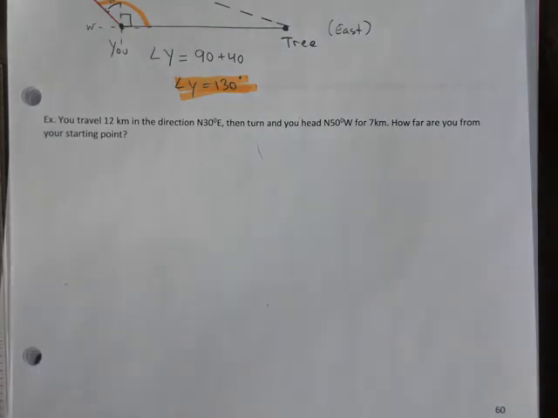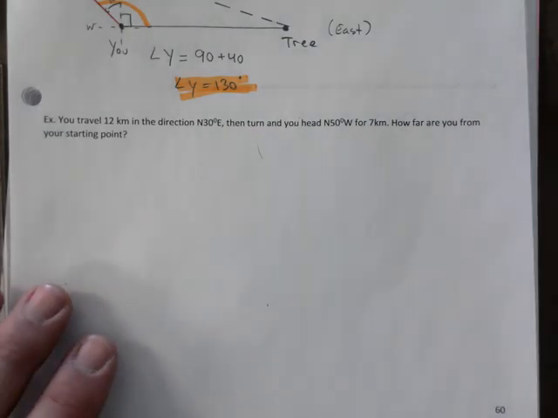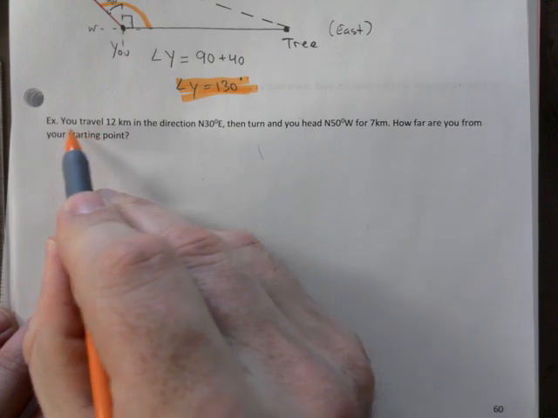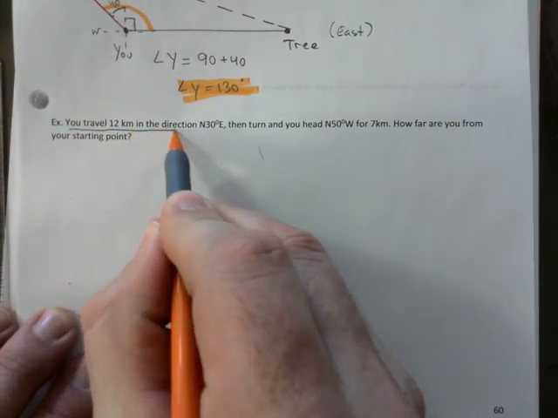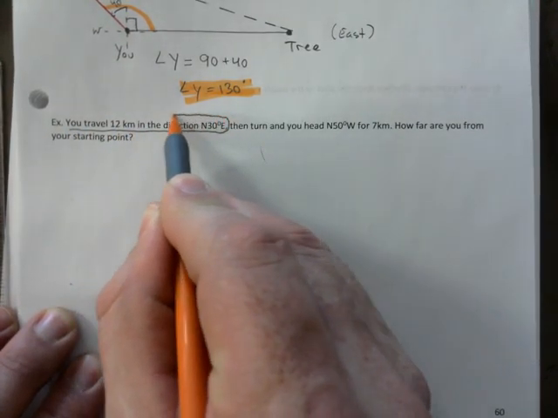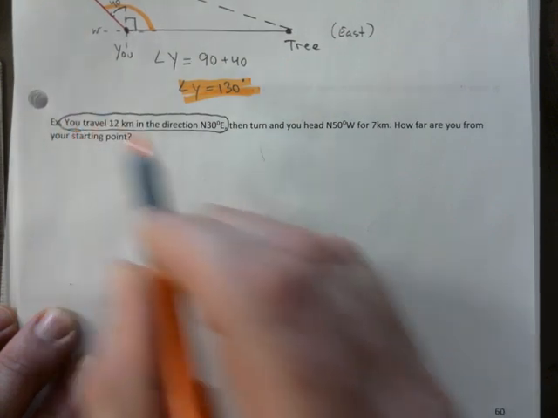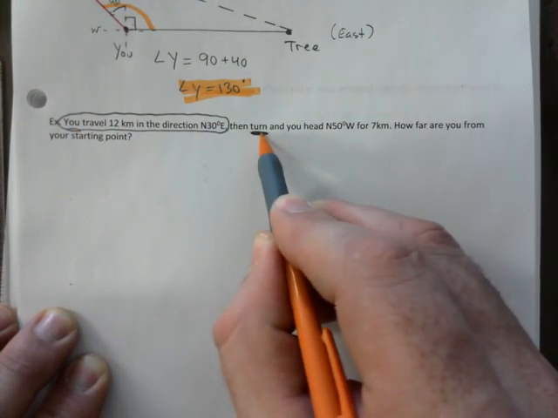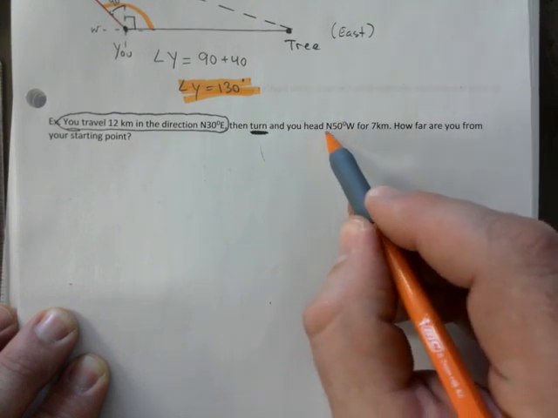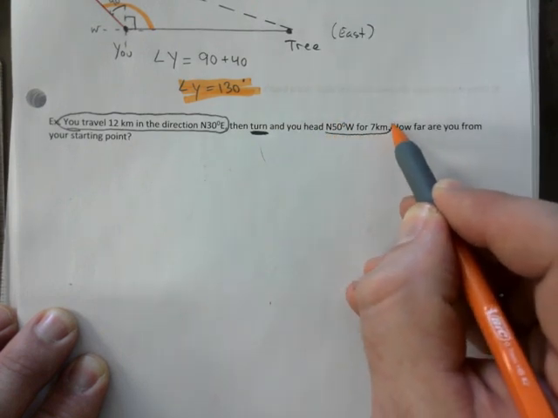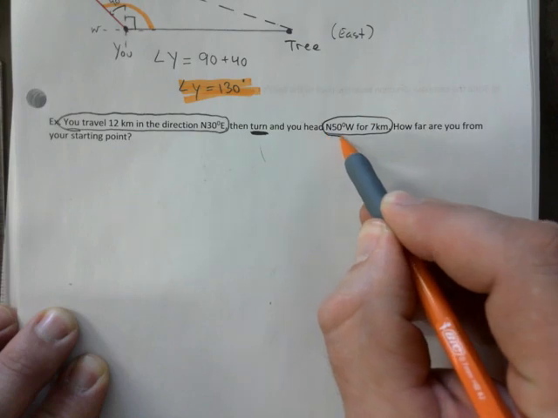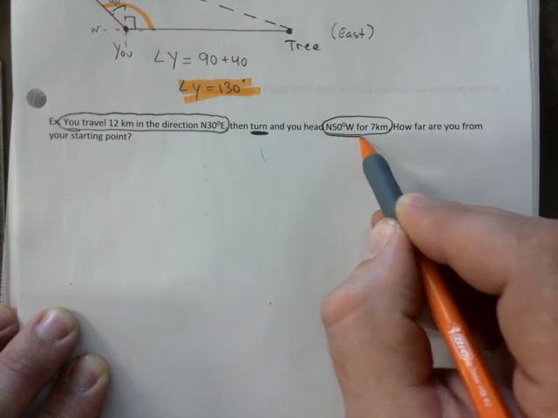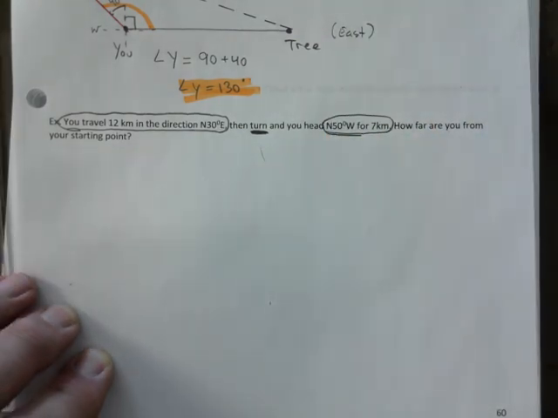Okay? Now we're going to add distance as well, guys. So watch. You travel 12 kilometers in this direction. So this kind of goes together. Then you turn, very important, you turn and you head north 50 degrees west for 7 kilometers. That's another side of the triangle. How far are you from your starting point?